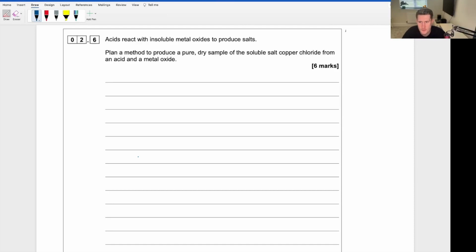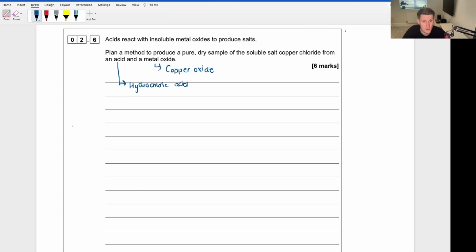Right, this one says acids react with insoluble metal oxides to produce salts. Plan a method to produce a pure dry sample of the soluble salt copper chloride from an acid and a metal oxide. Right, we need to first think what acid and what metal oxide are we going to use. Now we want to make copper chloride, so we need a source of copper and a source of chloride. Where are we going to get them from? Well, our metal oxide that we will use will be our copper oxide. And to make a salt, we are going to need an acid. And it says that here. What acid would produce a chloride salt? Now there's only one, and that's hydrochloric acid.